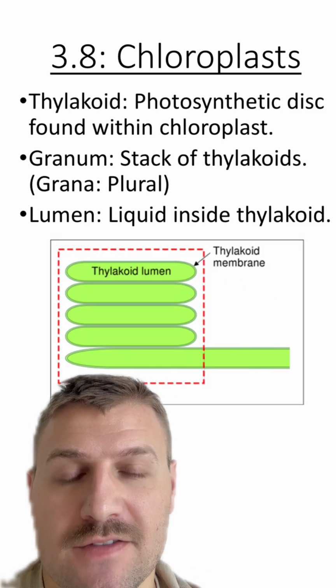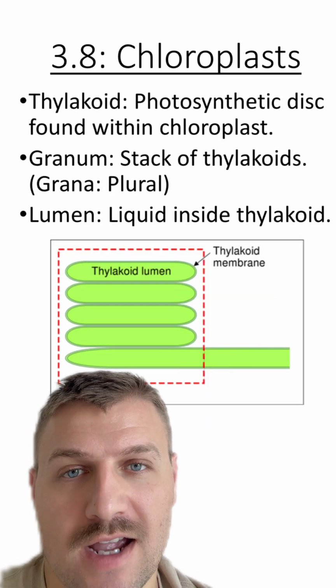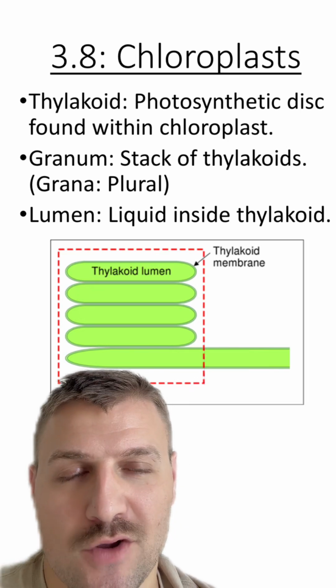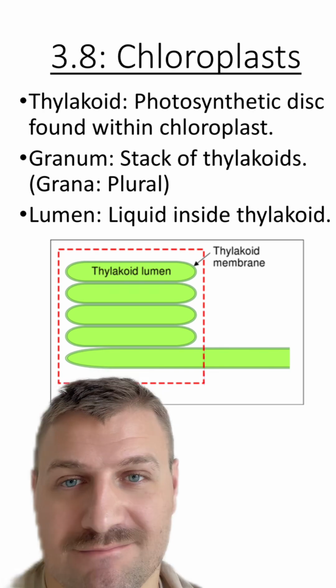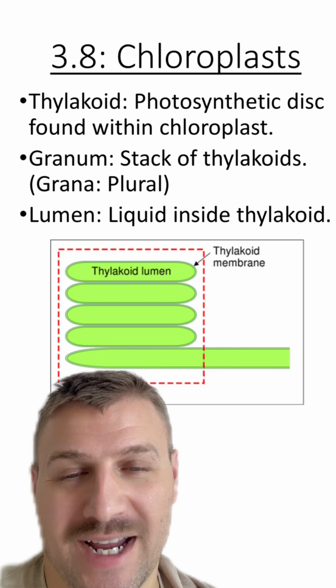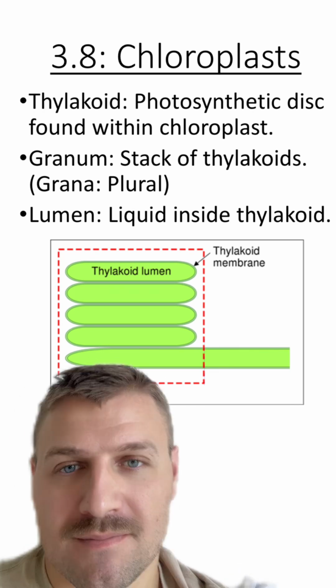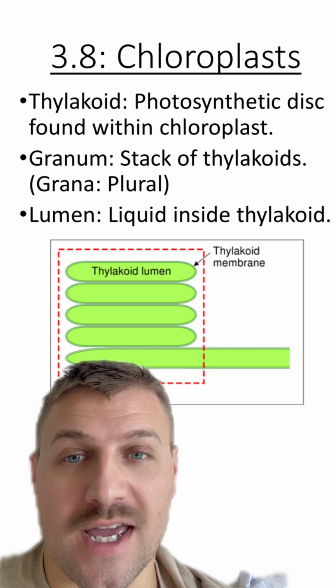We also have these photosynthetic discs that are called thylakoids. I like to remember them as photosynthetic pancakes. And a stack of these thylakoids is called a granum. Plural for granum is called grana. I know there's a lot of words here. The liquid inside these thylakoids is known as lumen.